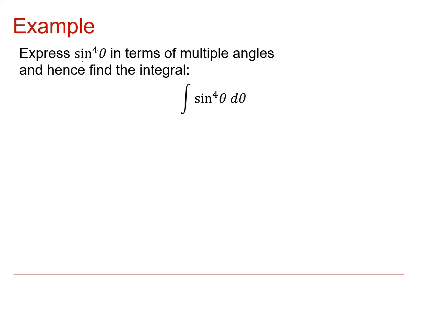Okay, so let's have a look at this example integral. I'm trying to integrate sine to the power 4 theta, and the suggestion is that we express sine to the power 4 theta in terms of multiple angles first of all. So let's have a look at sine to the power 4 theta. That's going to be z minus z to the minus 1, all over 2i, to the power 4. And that's going to be equal to 1 over 2i to the power 4 times, we're going to multiply out this bracket now.